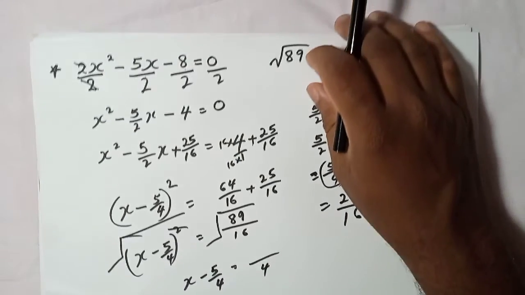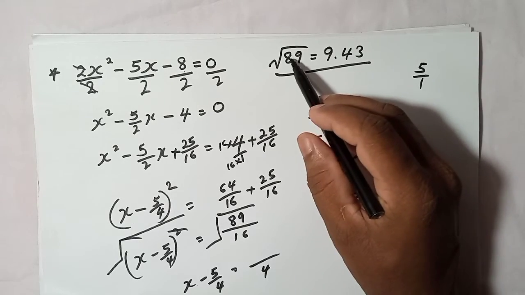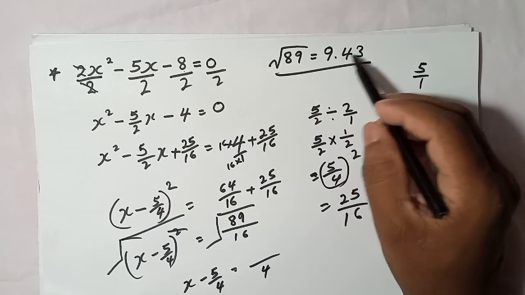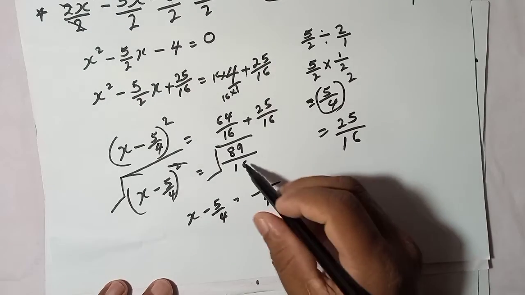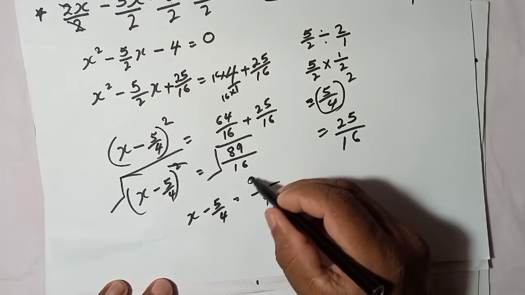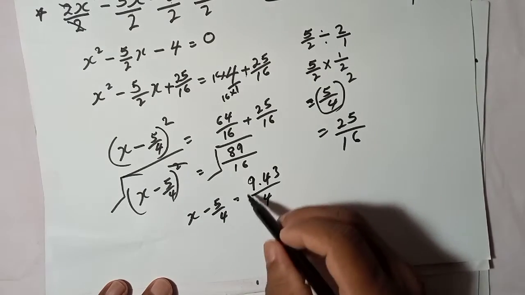89 square root they have given here, right? Normally when you have this type of question, they will give it. Here the square root of 89, they tell us 9.43, so I will get that value. So the square root of 89 I will write as 9.43. Right, now how do we solve?